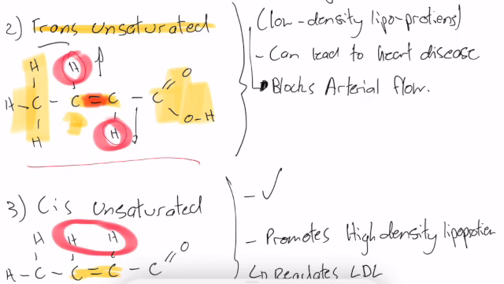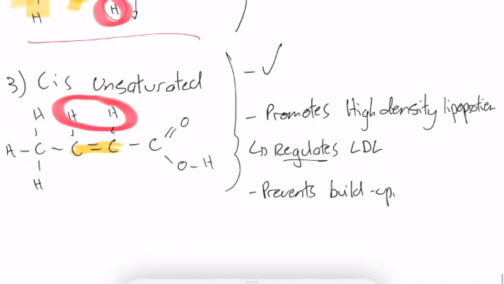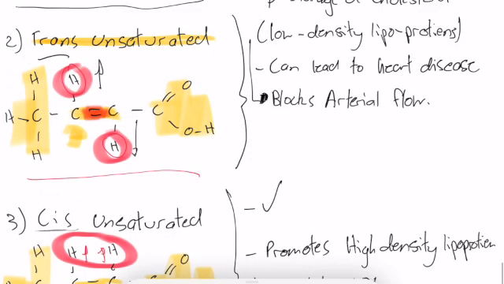This can be compared to your cis unsaturated fatty acids, which also has that double bond, but has hydrogen atoms both facing that upwards direction. Again, we can see that methyl group and our carboxyl group, but both hydrogens are in the upwards direction for that double bond, which is what gives it this cis unsaturated property.